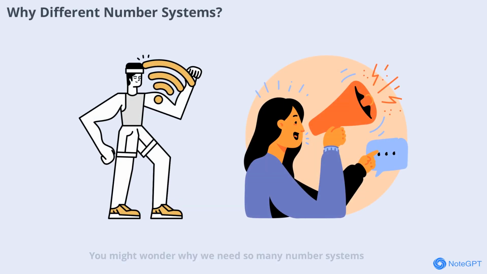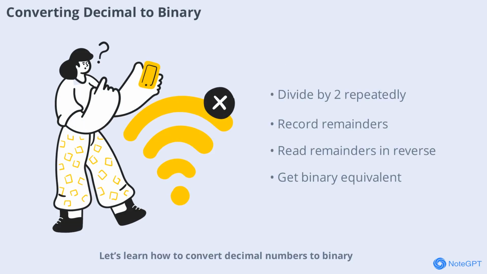You might wonder why we need so many number systems. Each system serves a unique purpose. Binary is perfect for computers, octal and hexadecimal make binary easier for humans to read, and decimal is best for everyday use. By understanding these systems, we can bridge the gap between human logic and machine operations, making programming and digital design more efficient. Let's learn how to convert decimal numbers to binary.